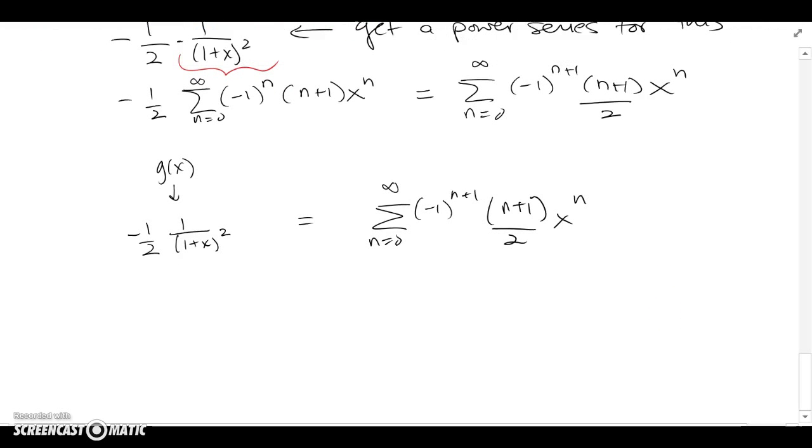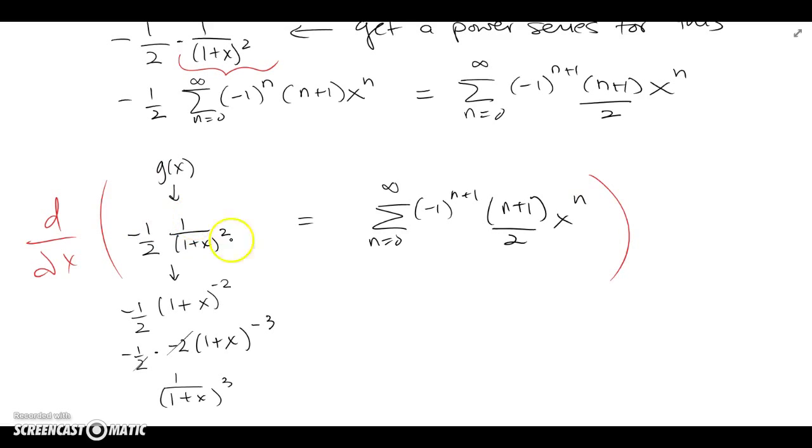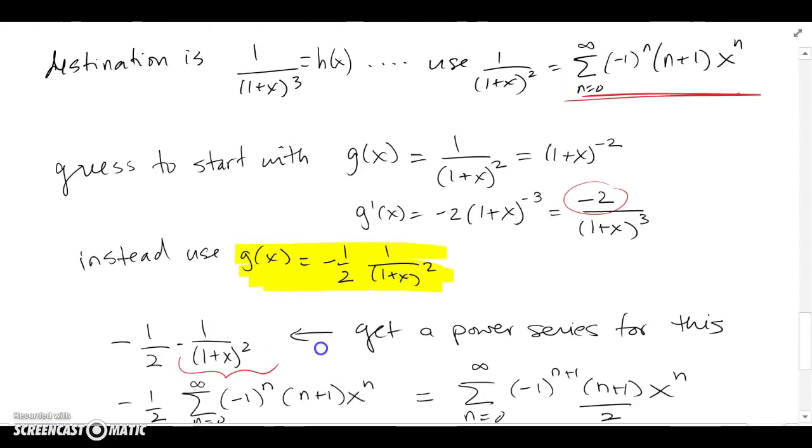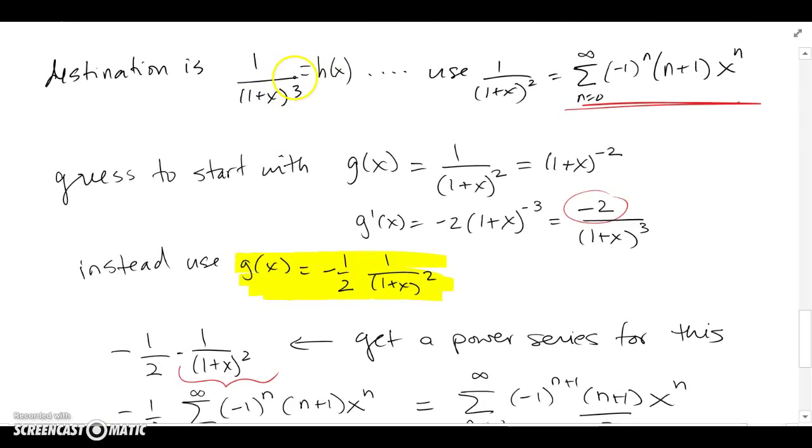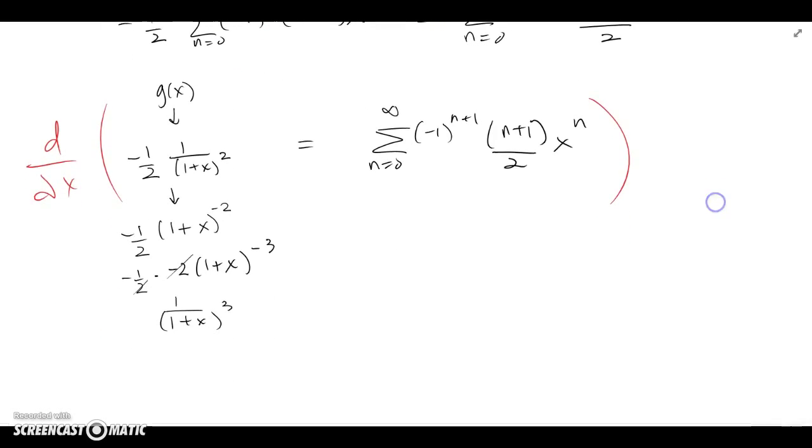I'm going to differentiate both sides with respect to x, because I know this guy is going to lead me back to my destination. When I put this as 1 plus x to the -2 and differentiate, I bring down the -2, knock down the power by 1, and don't forget there's a chain rule involved too that we're not really showing, because the derivative of the inside, 1 plus x, is just 1 anyway. These guys cancel out because of that original amendment I had made, and now I get this guy, which is really my destination h of x that I was trying to get to.